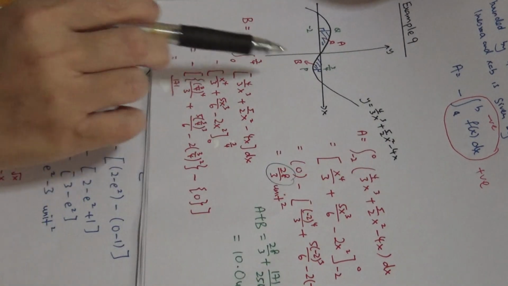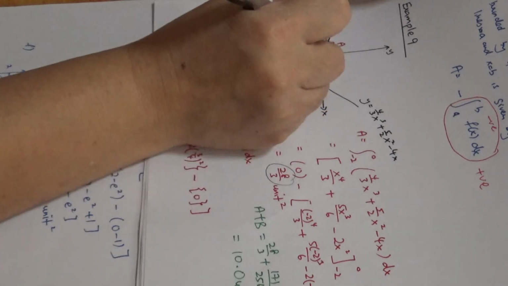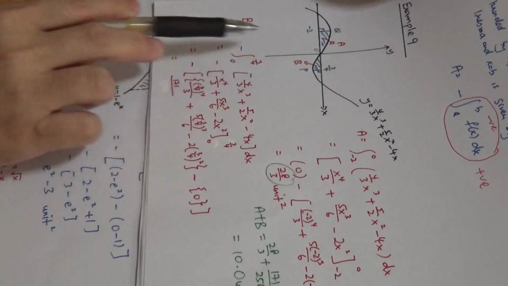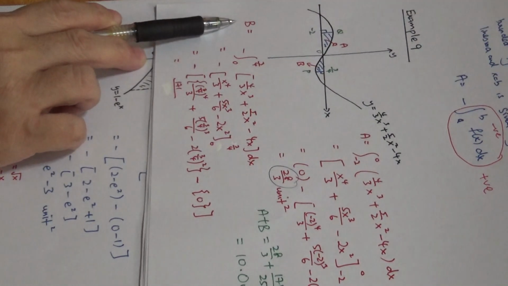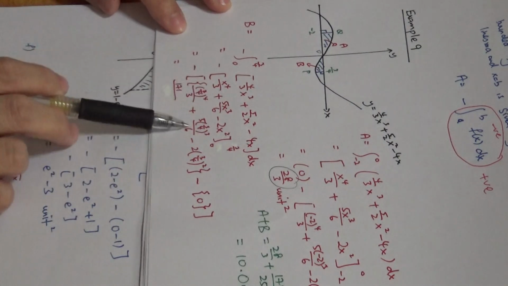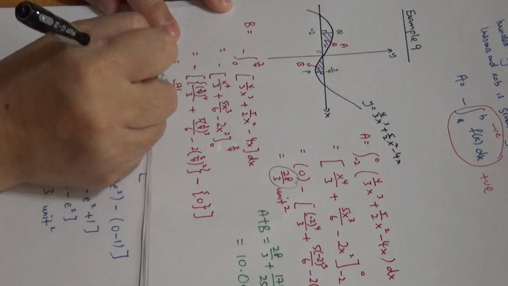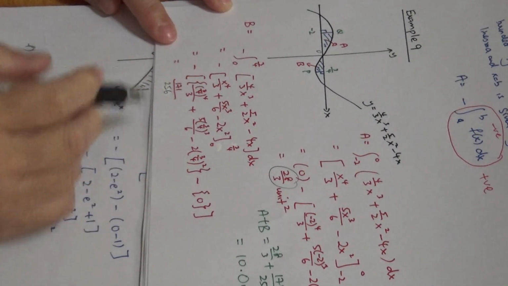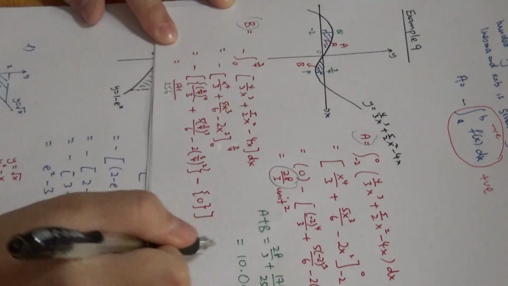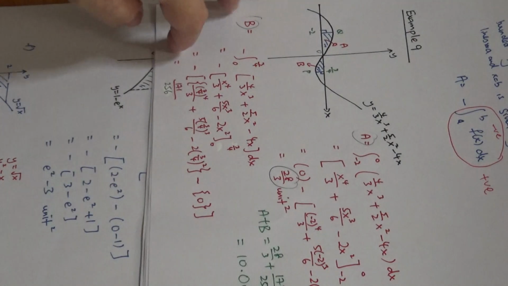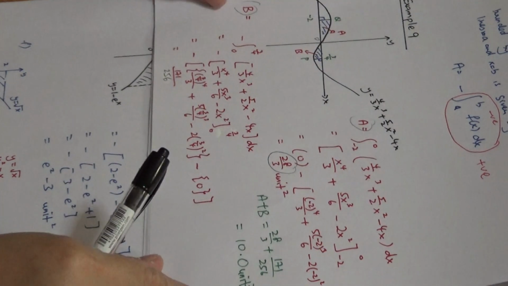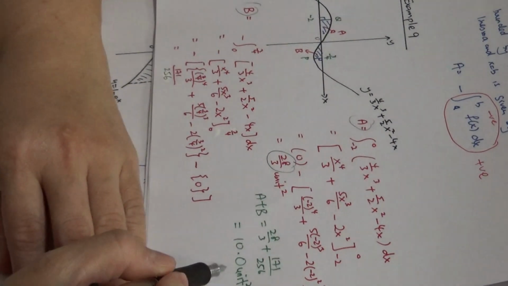28/3. Now this particular region here is below the x-axis, therefore for region B I have to put a negative of the integral. I manipulate and I'll get 171/256. So when I add region A and region B together, I will get 10.0 unit square.